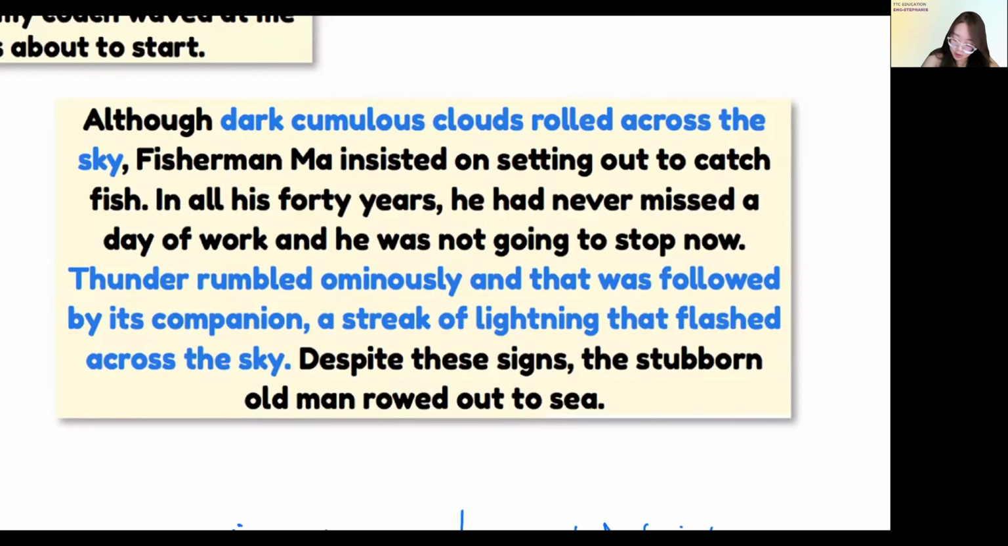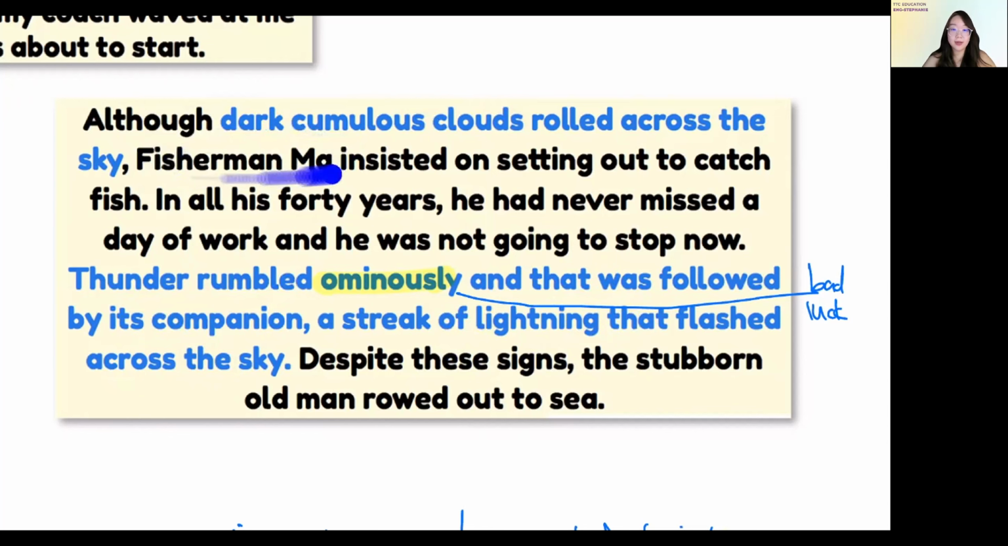Okay, so here there's two lines that are indicating something. Firstly, thunder rumbled ominously. Ominously means bad luck. So it means that something bad might happen. Okay, so this is using the weather to describe that definitely dark clouds, thunder, lightning, the weather is bad.